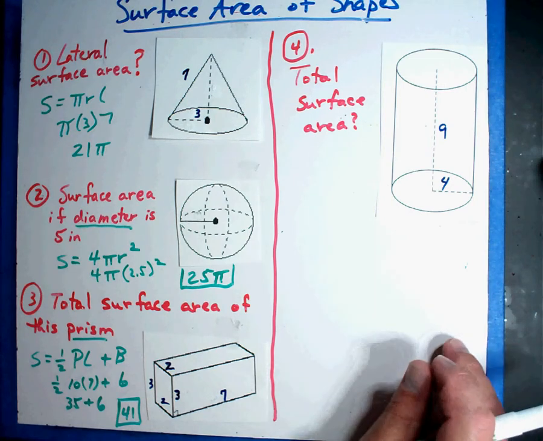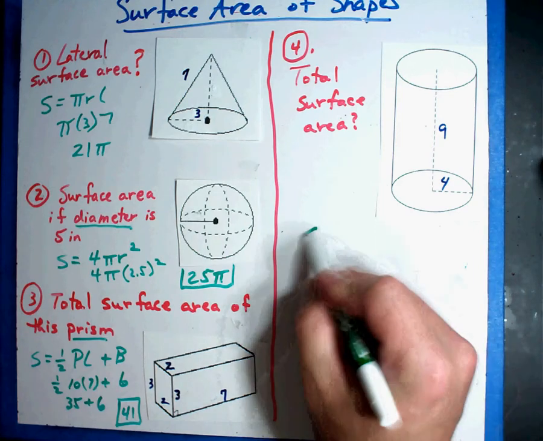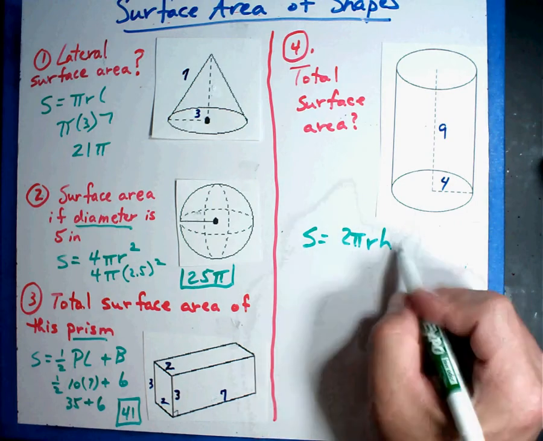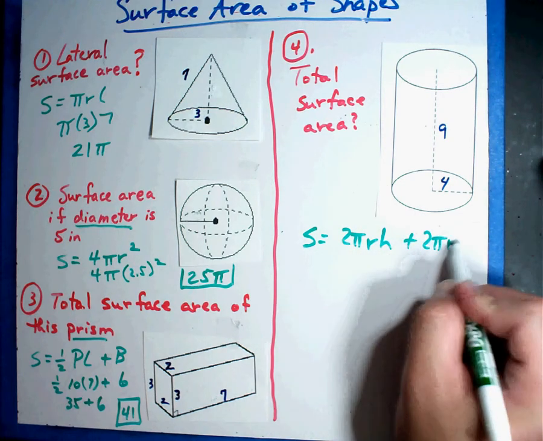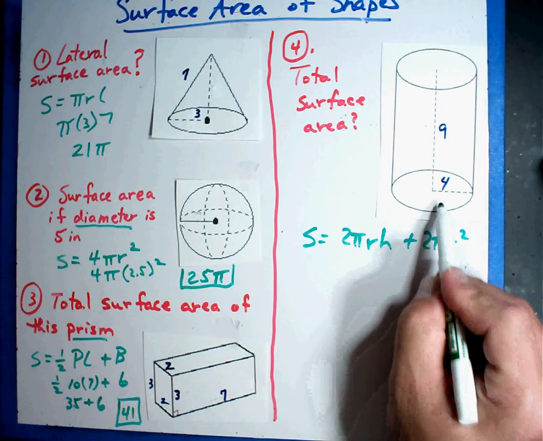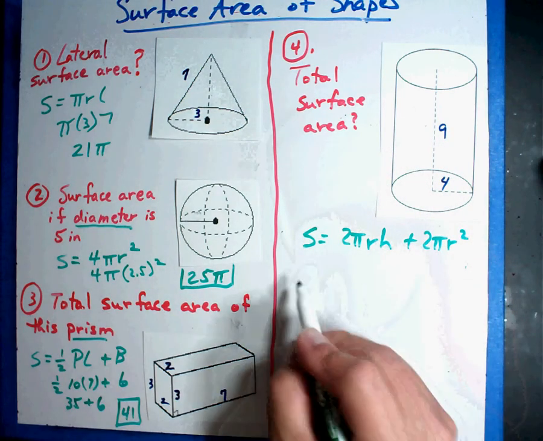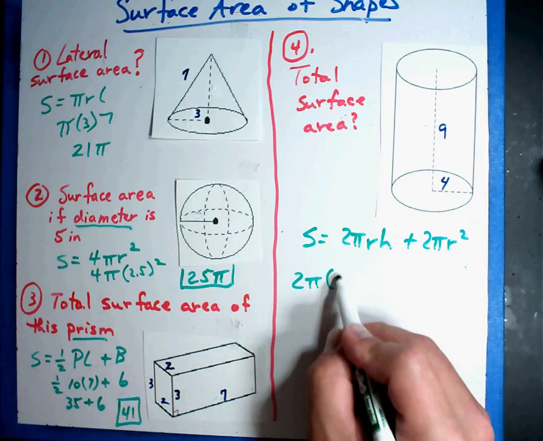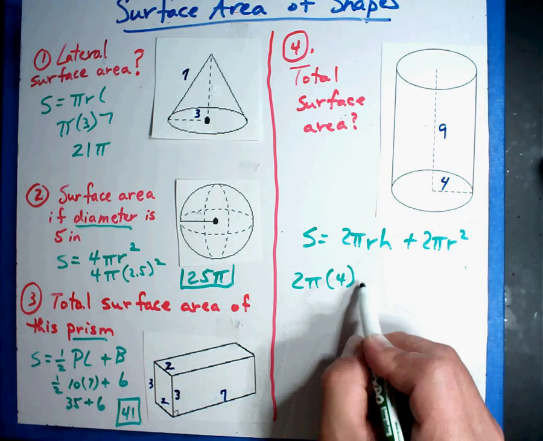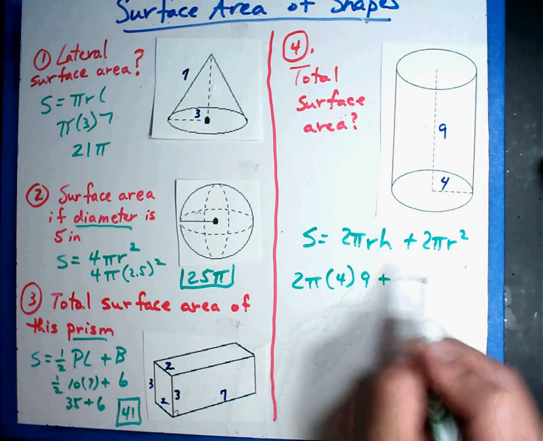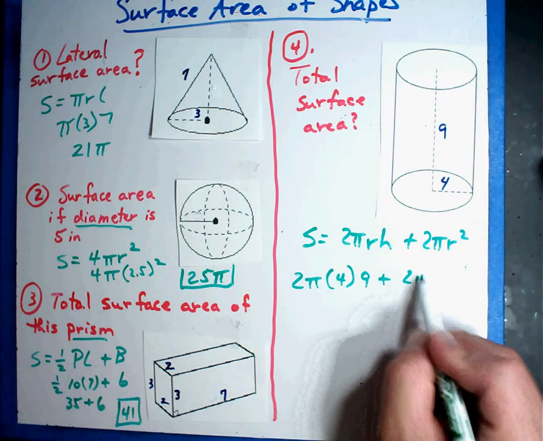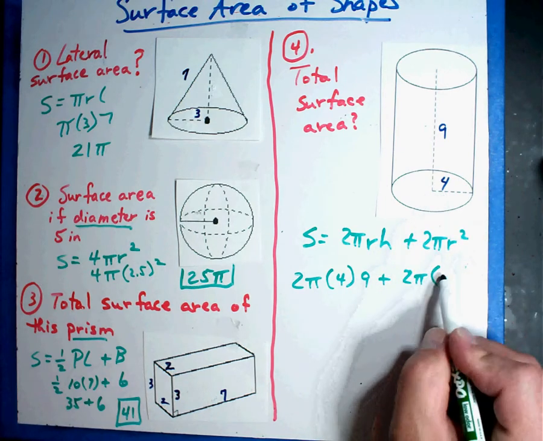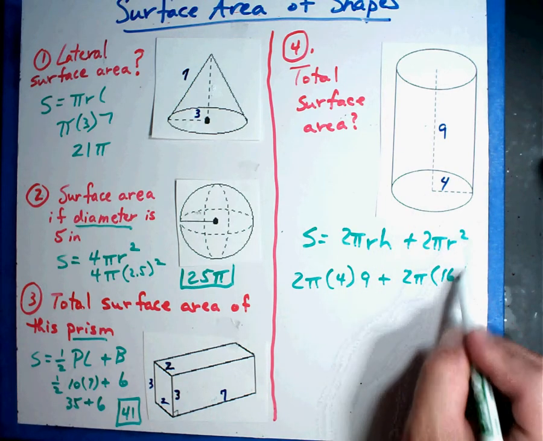Total surface area of a cylinder. So if I'm going to look up the total surface area, it's going to be 2 pi r h plus 2 pi r squared. Now remember, that 2 pi r squared are the 2 circles. You're painting everything in this one. So I'm going to take 2 times pi times the radius, which is 4, times the height, which is 9, plus 2 pi the radius squared. Well, they gave us the radius this time as 4. 4 squared, 4 times 4 is 16.